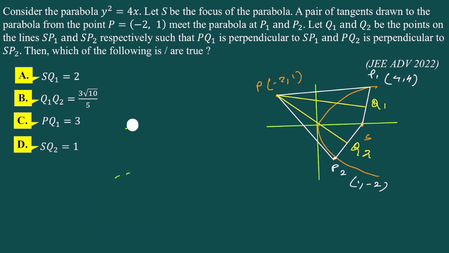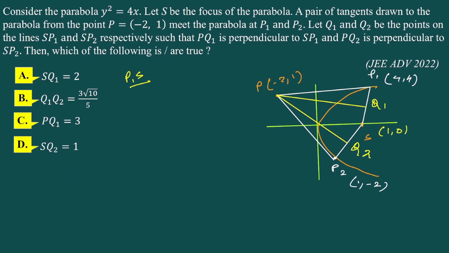Now I am drawing the diagram. The diagram is already drawn. Now let us go on solving the sum. First of all, we can do one thing. Let us get the equation of the P1S. How to get the P1S equation? This is the P1S. To get the P1S equation, what to do? That S is (1, 0). So let's get the equation.